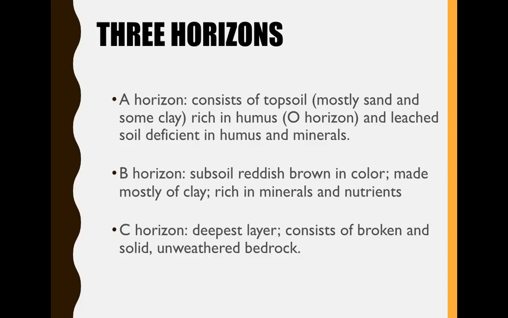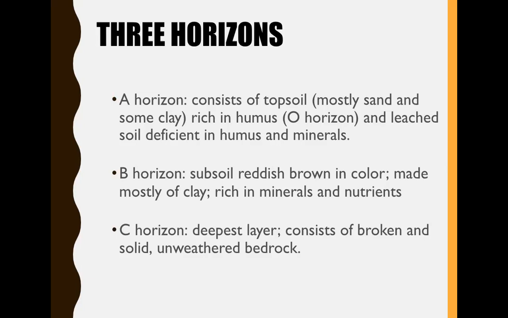Next is the B horizon. So this is the subsoil. So think underneath. So this is reddish brown in color, and it's made mostly of clay, and it is very rich in minerals and nutrients. Last is the C horizon, which is the deepest layer. Okay, so we're working from top to bottom, and this consists of broken and solid, okay, unweathered bedrock.